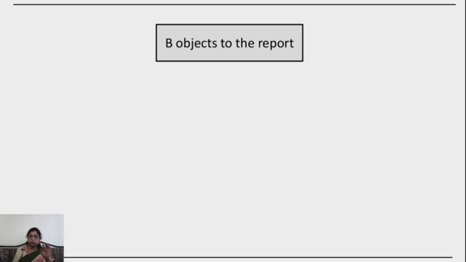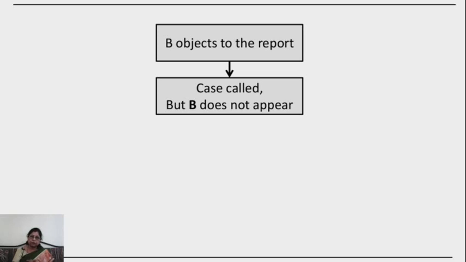They object to the report, saying that it is not proper. So, they filed an objection and the case was called. On that day, B does not appear. He does not come, they neither came before the court. Now, their application is there, they have to come and speak before the court.